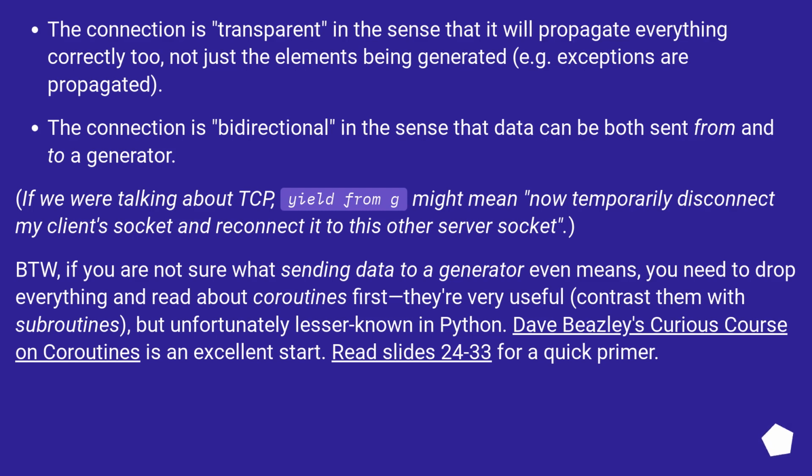BTW, if you are not sure what sending data to a generator even means, you need to drop everything and read about coroutines first. They're very useful. Contrast them with subroutines, but unfortunately less is known about them in Python. Dave Beazley's Curious Course on Coroutines is an excellent start. Read slides 24 to 33 for a quick primer.